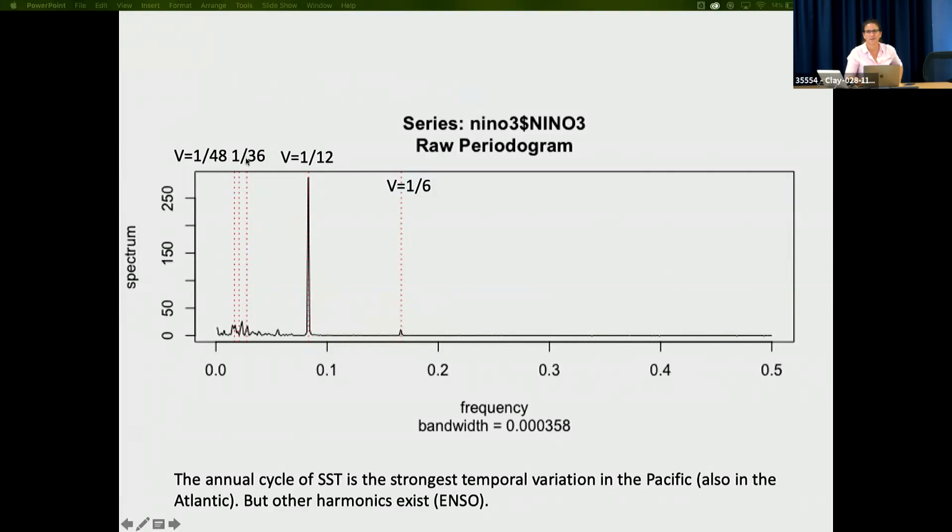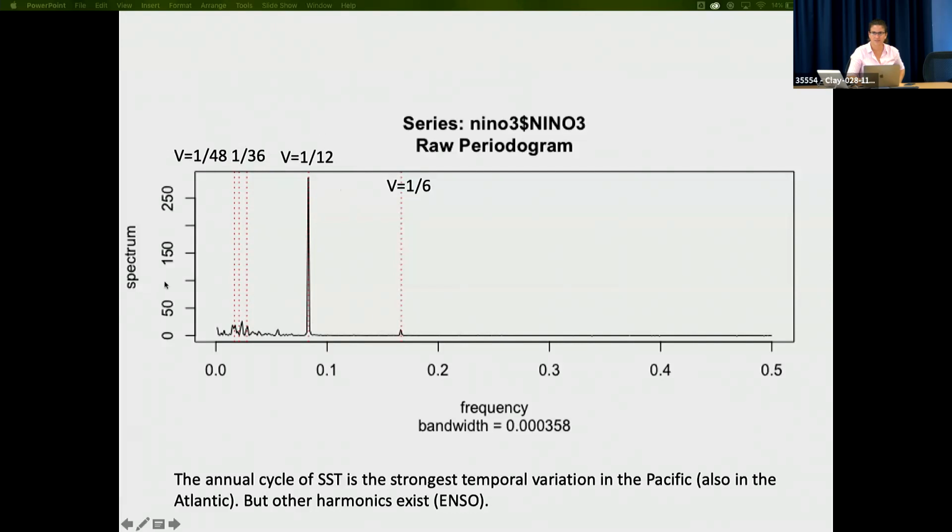One is happening every 1 divided by 36. And in our case, this is 1 in 12 months. Remember, our time series was monthly. This is 1 divided by 36 months, 1 divided by 48 months. We're having events that happen less frequently.